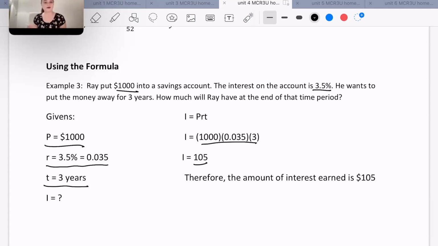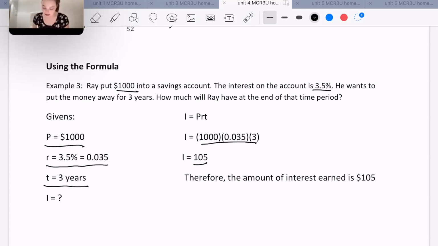So therefore, if Ray puts this $1,000 into the savings account and he leaves it there for 3 years, he will now have $105 in interest in addition to the $1,000 that he initially put in the savings account. So the amount of interest earned is $105. Now, if they wanted to know what was the total amount of money in the account, we would just add $1,000 plus 105 to get that it's $1,105 total in the account.